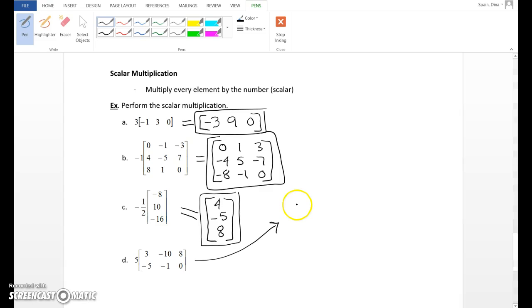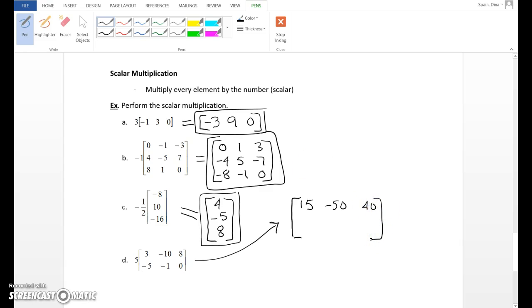And to finish this very last one, let's take 5 times this whole matrix. One second. Alright, I think the battery was disconnected in my stylus here. Alright, let's take 5 times this last one. So 5 times 3 is going to be 15. 5 times negative 10, negative 50. And 5 times 8 should be 40. That's the first row. Good.